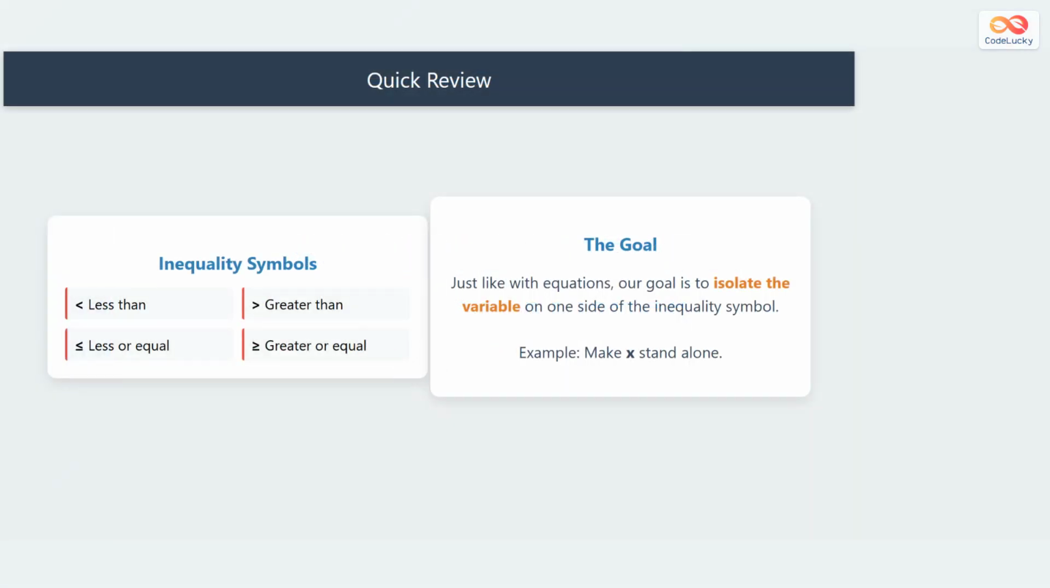Let's start with a quick review. You are likely familiar with the four inequality symbols: less than, greater than, less than or equal to, and greater than or equal to. Just like when solving standard equations, our primary goal here is to isolate the variable. We want to get the letter, like x, all by itself on one side of the symbol.